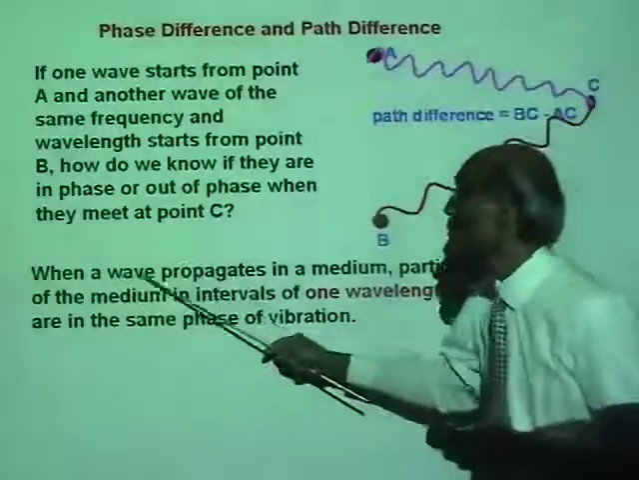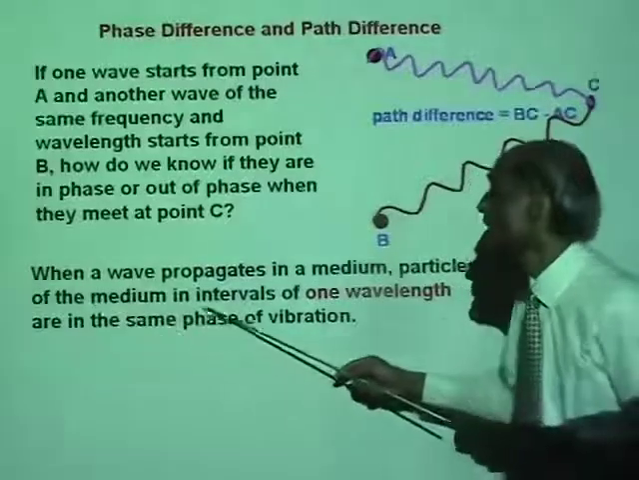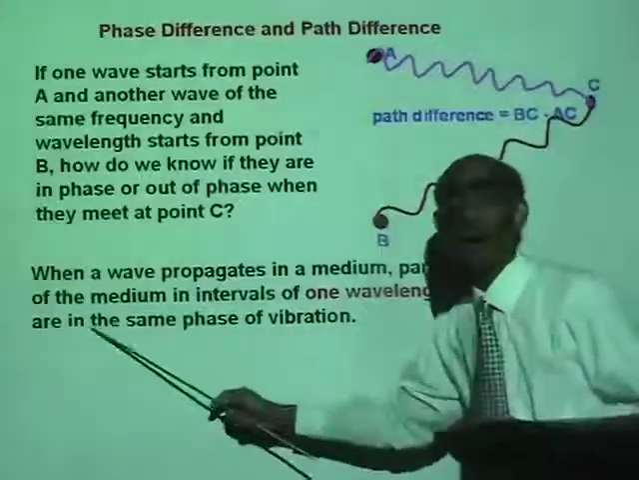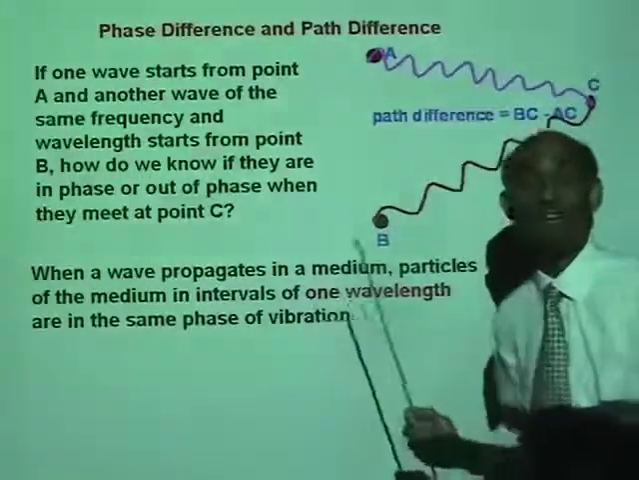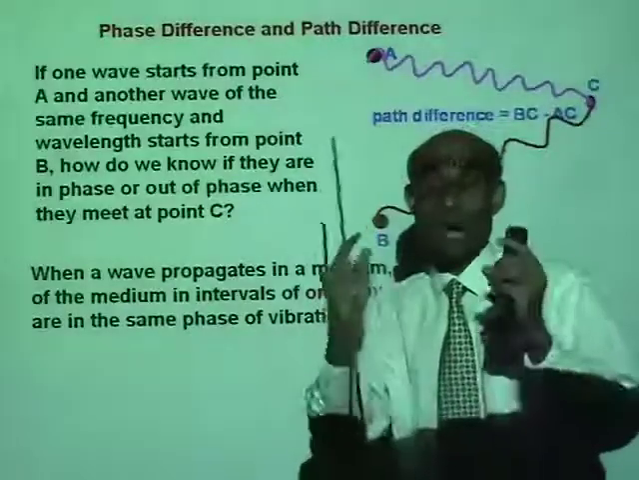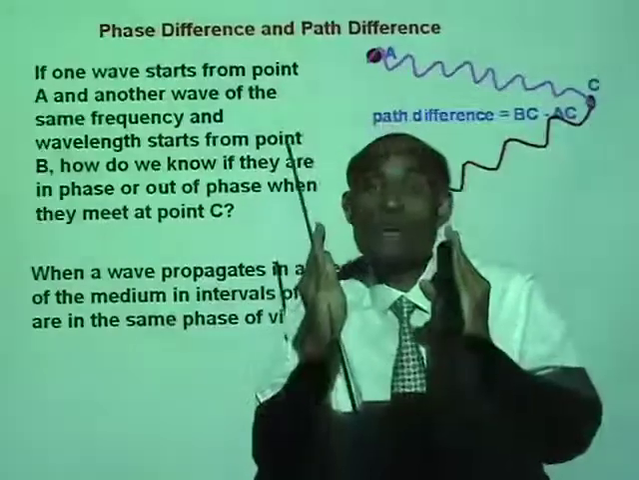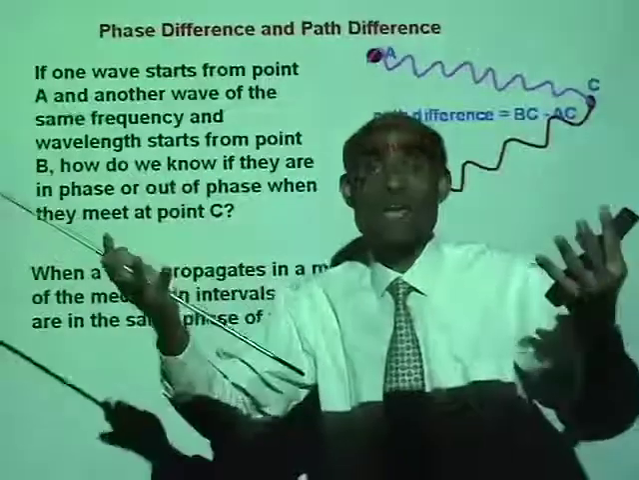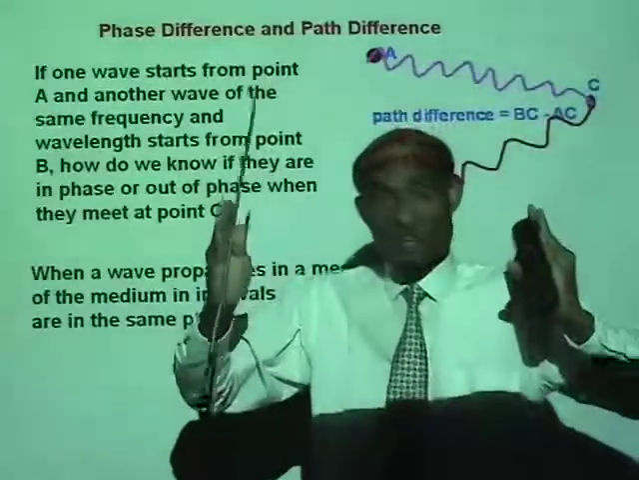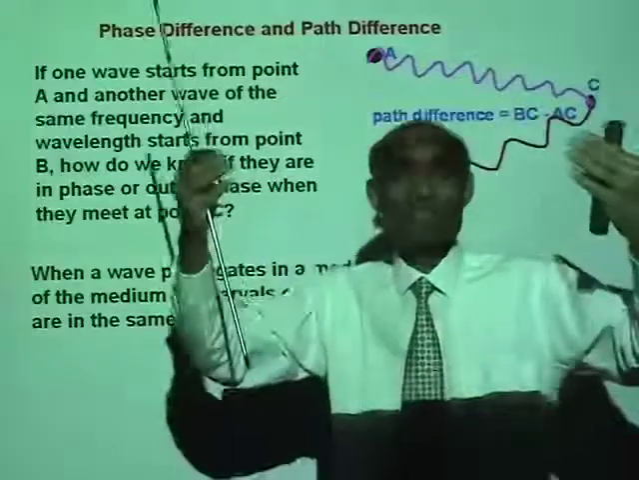When a wave propagates in a medium, particles of the medium in intervals of 1 wavelength are in the same phase of vibration. That's what I was showing you a little earlier. Particles that are in intervals of one wavelength are in the same phase of vibration. How about particles in an interval of 2 wavelengths? They will also be in the same phase.